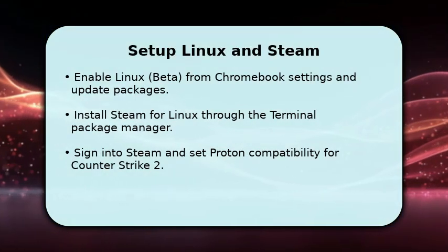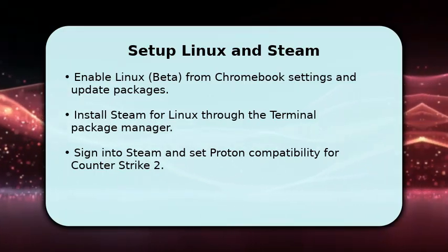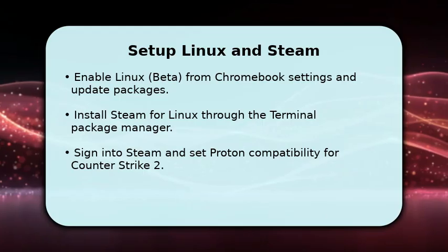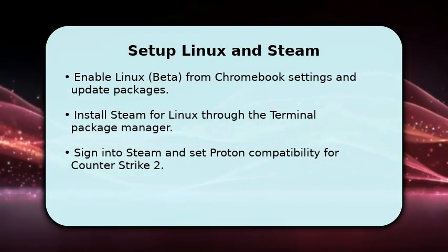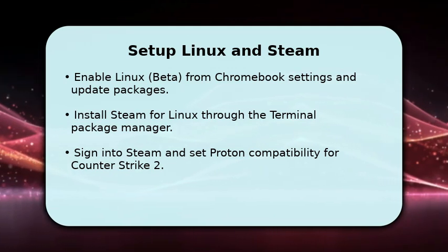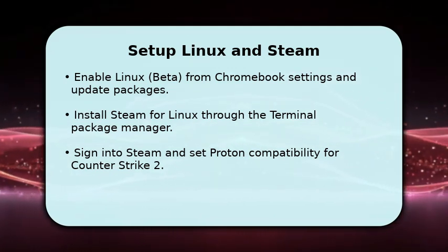Start by enabling Linux Beta in Settings, then update packages with terminal commands. Install Steam for Linux, sign in, and enable Proton for Windows compatibility. Adjust download location to internal storage or external SSD to save space.